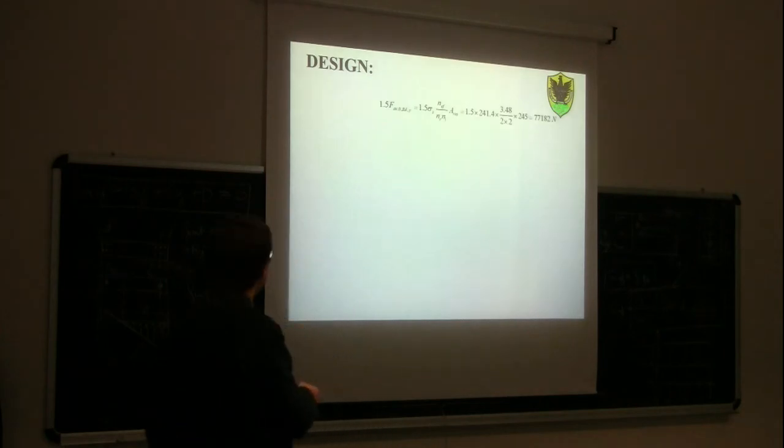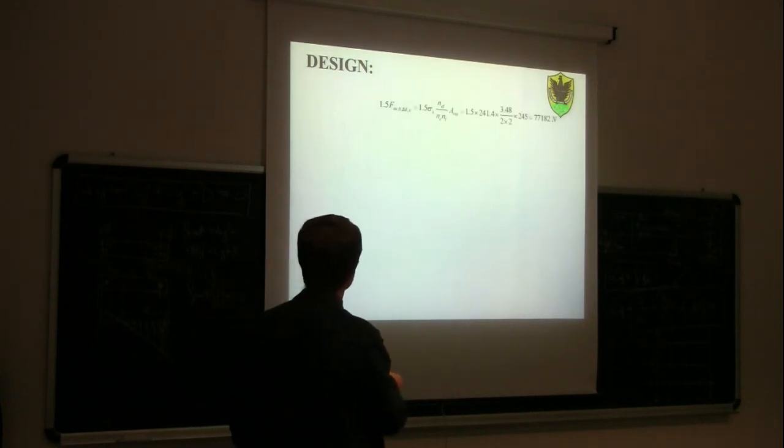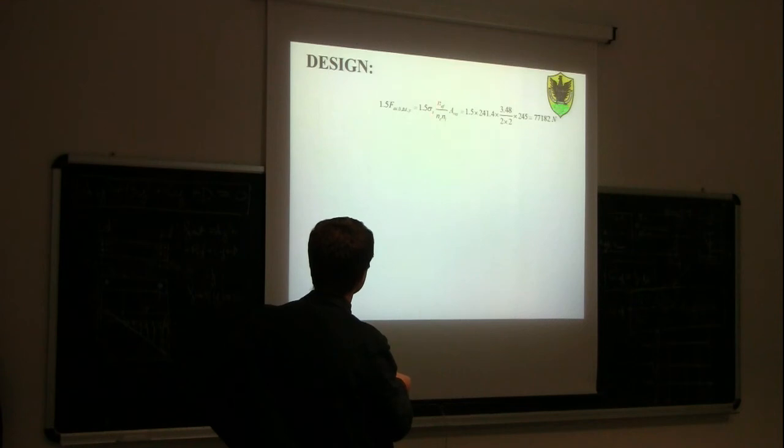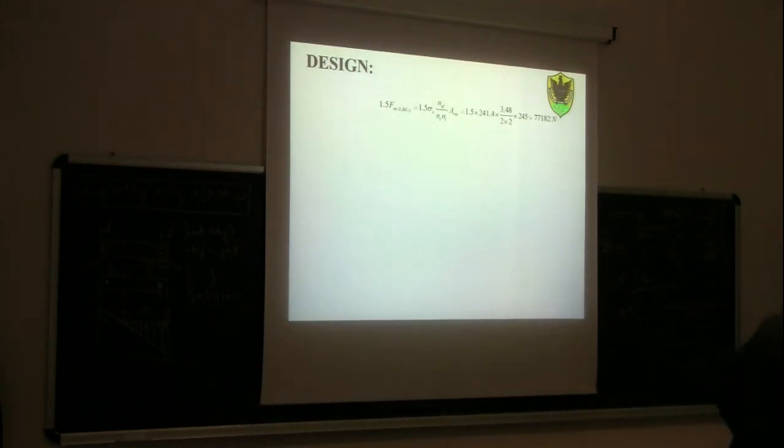So 1.5 times, for the tensile rods, 1.5 times the sigma, we need to multiply by the effective number of rods divided by the actual number of rods times the resisting area, and we get 77,182 Newton in terms of this overstrength force, let's call it the overstrength force in the tensile rods.